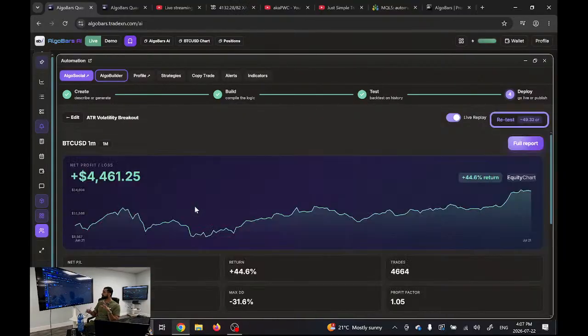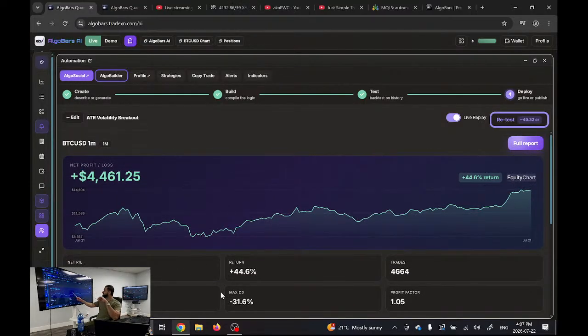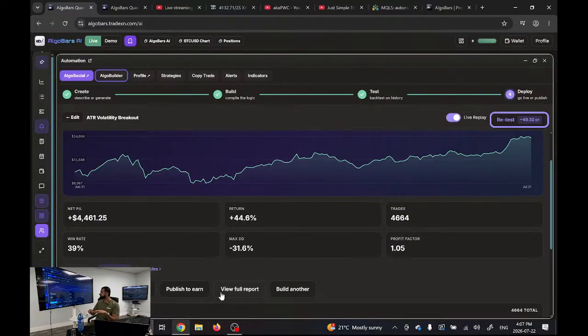So far, so good. Wow, look at that. That's insane. So this just ran a 1 month backtest on this trading strategy. And look at this. It gives a 44.6% return. Now, remember, you have to factor in your spreads, your commissions, your fees, all of that when it comes to your trading. But look at this. This is potentially a profitable trading strategy. Max drawdown of 31%, which is not bad. Over 1 month, it took 4,664 trades.